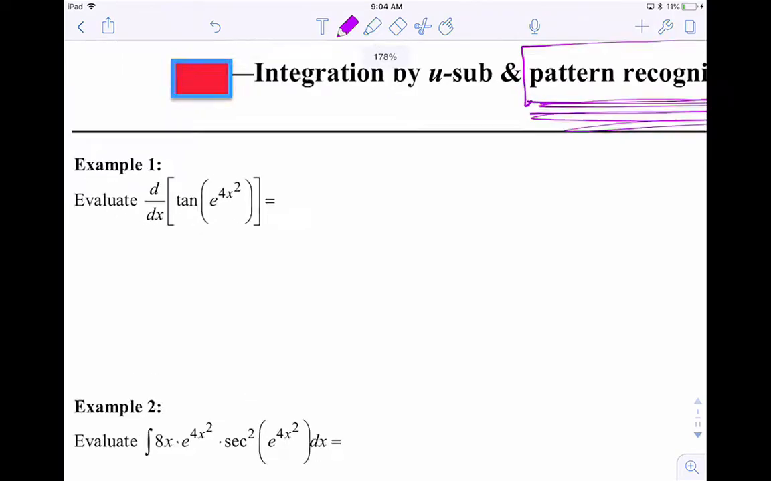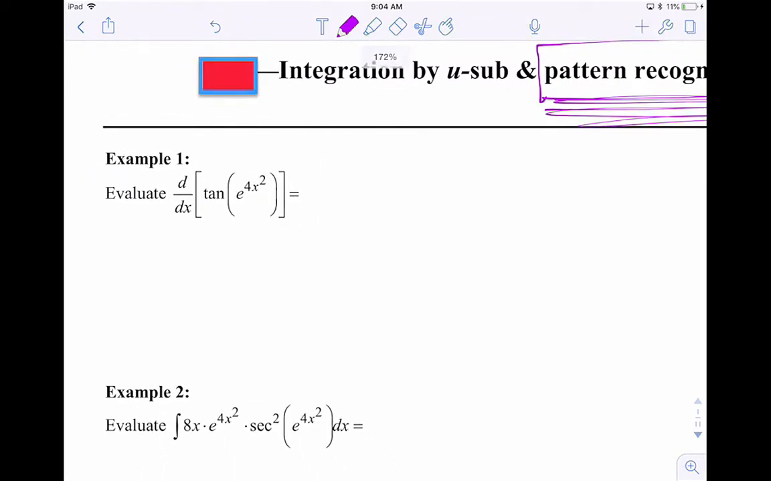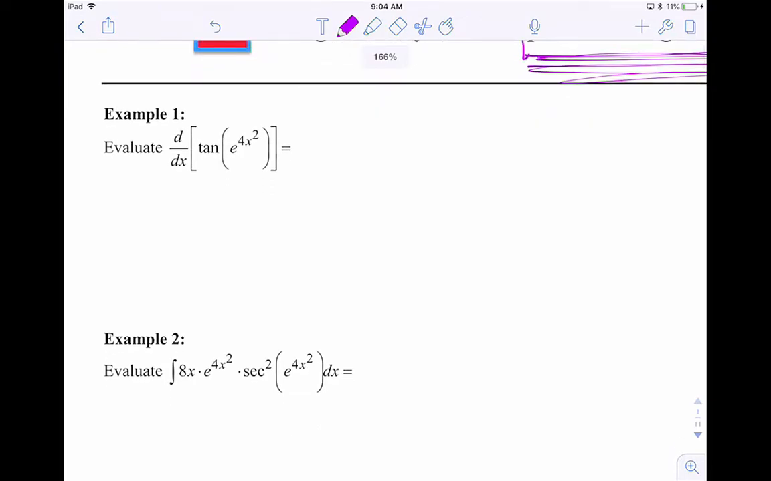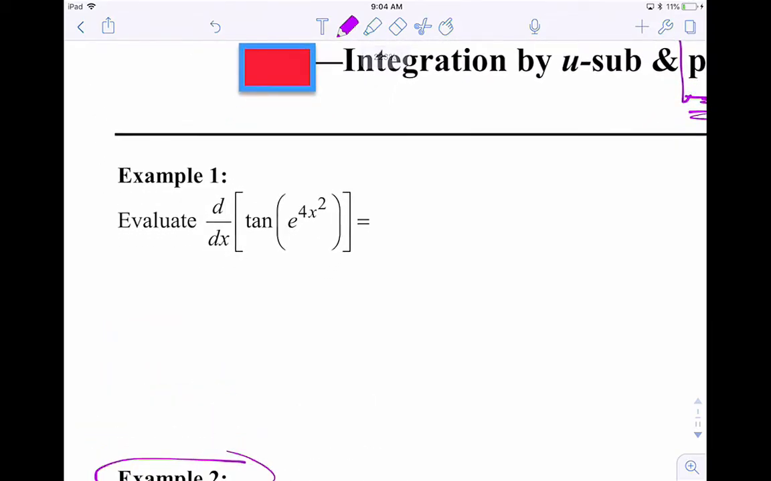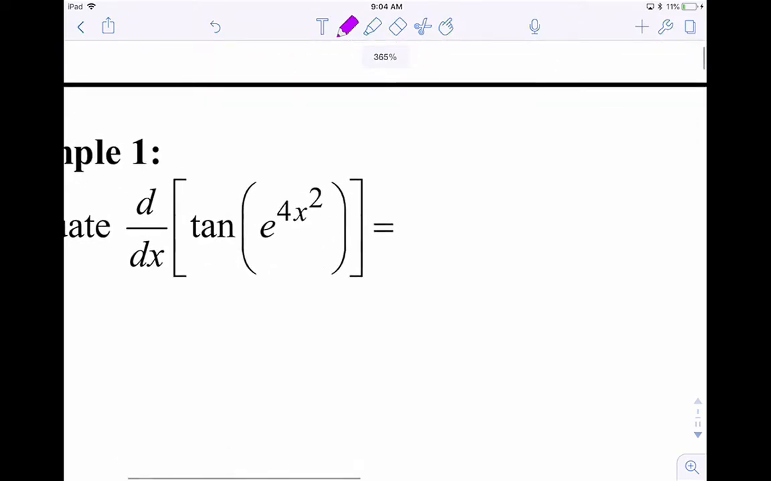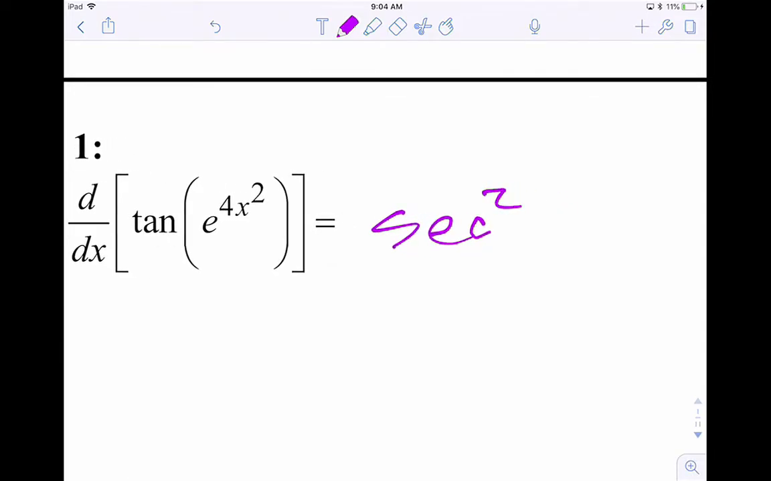The big concept is that u-substitution is an integration technique, so it's going to happen down here in example 2. It is a matter of actually taking a former chain rule derivative and undoing it. So I'm going to do the chain rule right here on this particular problem: tangent of e to the 4x squared. If you remember your chain rule, it's the derivative of the outside, and the derivative of tangent is secant squared. And then you leave the inside untouched, so you have that e to the 4x squared intact inside.